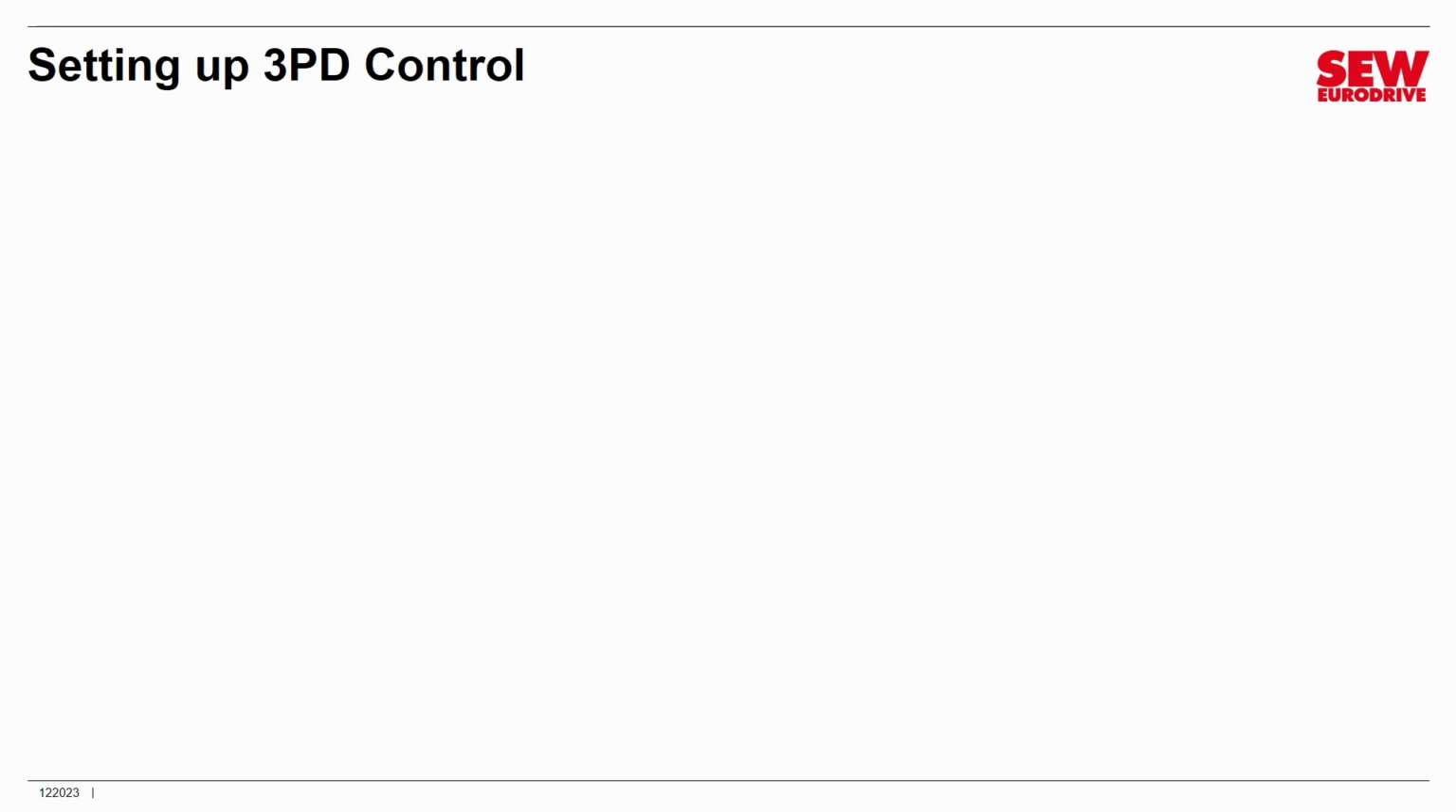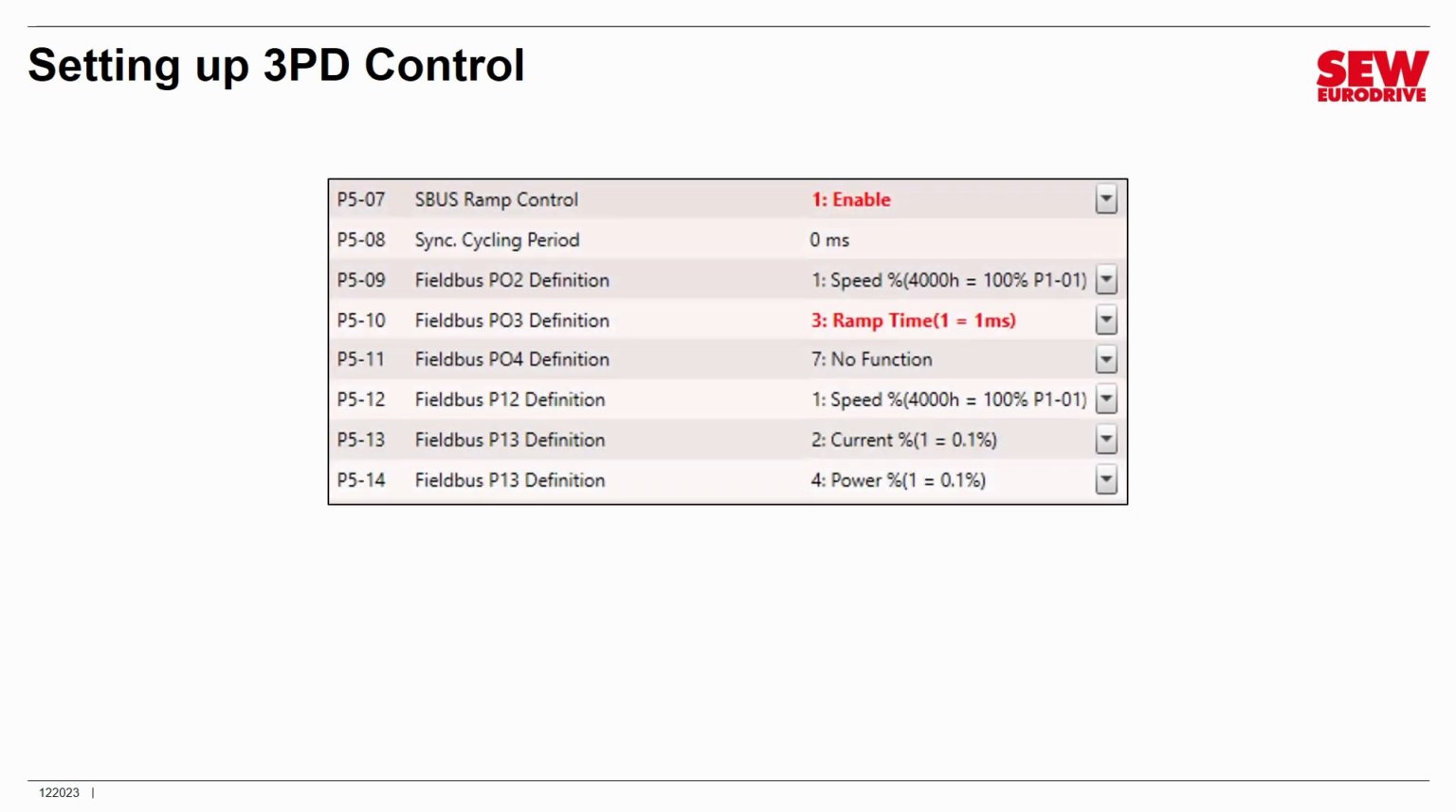How do we set up our VFD to operate in standard 3PD control? Well, of course, we go into LT shell and we set a few parameters. They're all in parameter group 5, so here's what we need to do. First of all, we set parameter 5-09 to 1, which is speed as a percentage. This is actually the default, so if you haven't changed it, it will already be at this value. It means that process output word 2 is going to contain the speed expressed as a percentage.